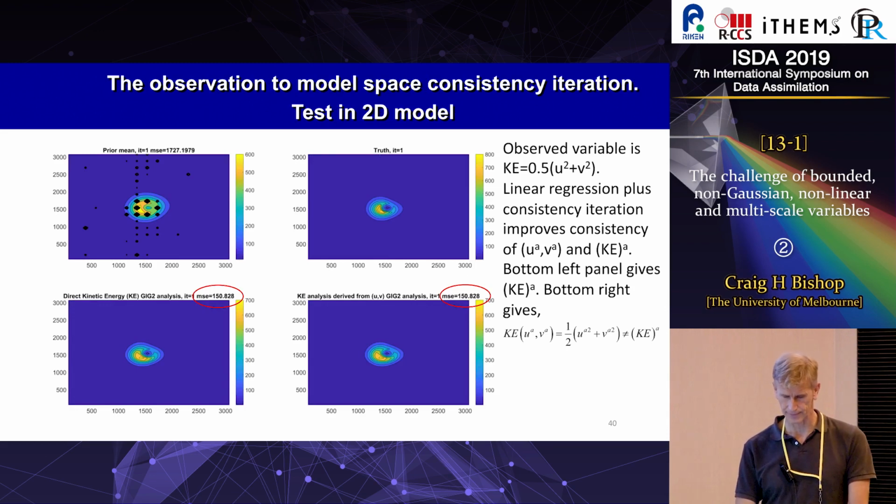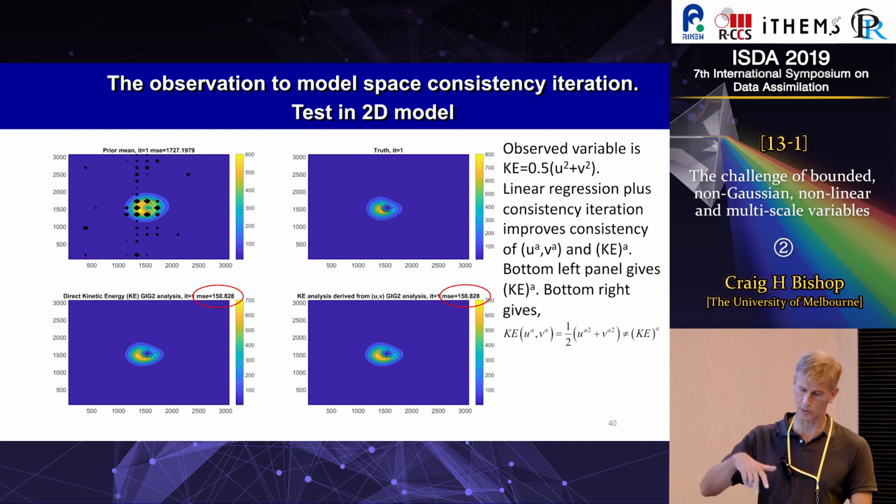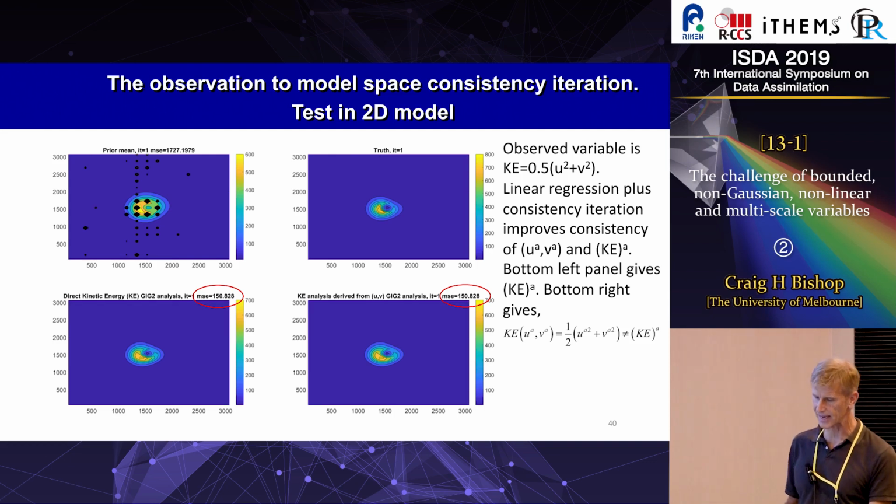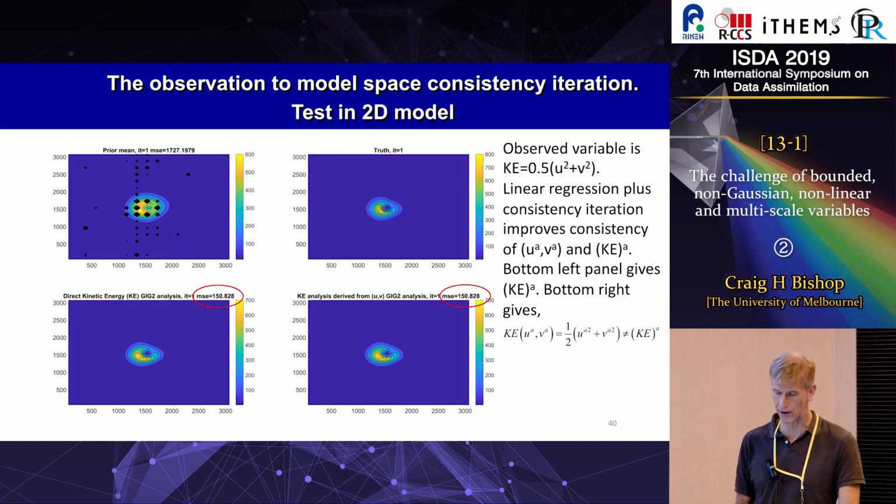So now, if I do that, the same case, now my analyzed kinetic energy is actually better than it was before because I'm doing things that make more sense. And so now it's 150. And now I can go to U and V space and then apply the kinetic energy operator to that. And I get the same mean square error. So I have these things equal to each other now.